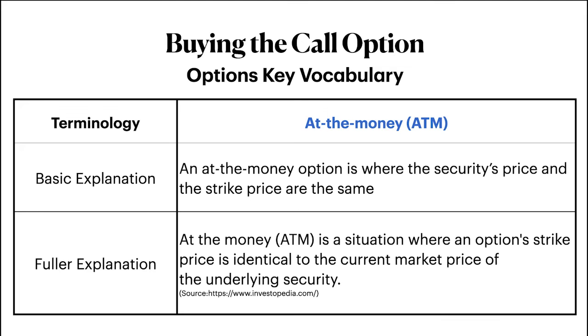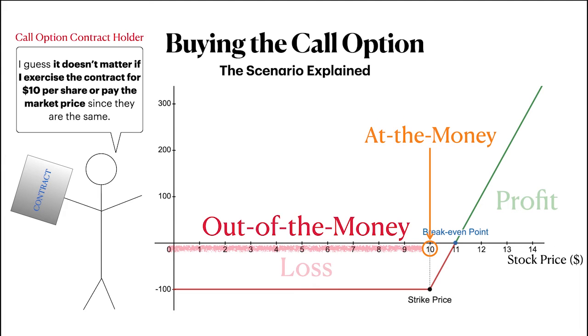The fuller explanation is not much more complicated, but it does use a little bit more succinct vocabulary. So at the money is right at $10, exactly what the strike price is. They're exactly the same. And the contract holder says, I guess it doesn't matter if I exercise the contract for $10 per share or pay the market price. If they're looking for those 100 shares, that's all they're looking for.